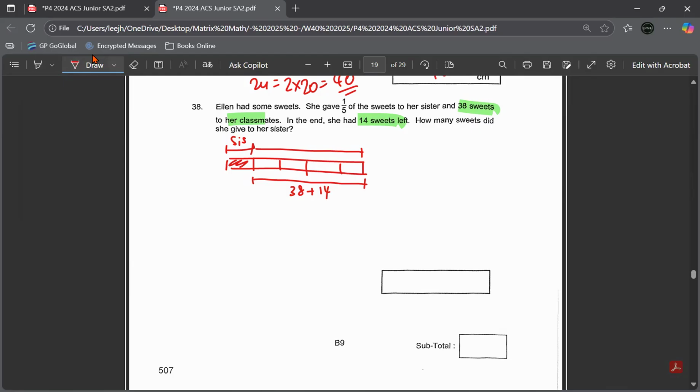Because you don't have a fraction for the later part of the question, the 1/5 is given, so 4/5 remains. Some will be given to the classmates, which is 38, and there will be 14 left. So 4 units is actually 38 plus 14, which is 52. For 1U, 52 divided by 4, it would be 13. How many did she give her sister? Sister only 1 unit. So the answer is 13.